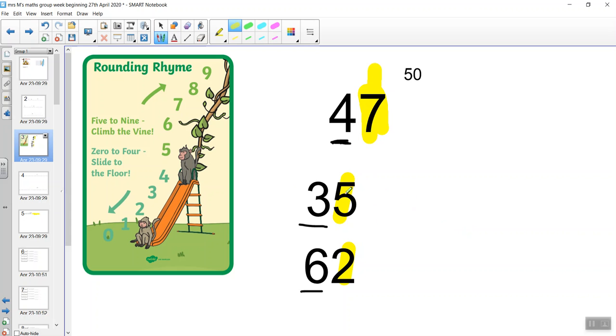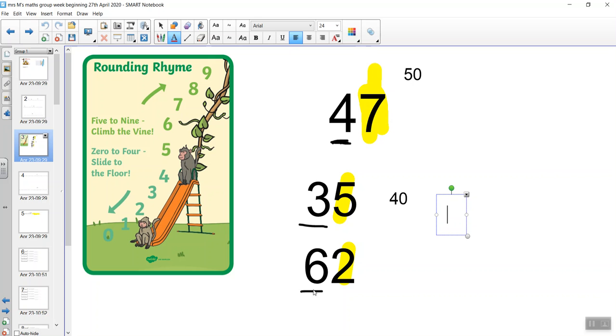So this number here is 35, so I need to decide, am I rounding it to 30 or rounding it up to 40? And this 5 digit is going to help me. My rhyme says 5, 6, 7, 8, 9, climb the vine. So I have to round this number up. And my next 10 is 40. So I've rounded it up to 40.